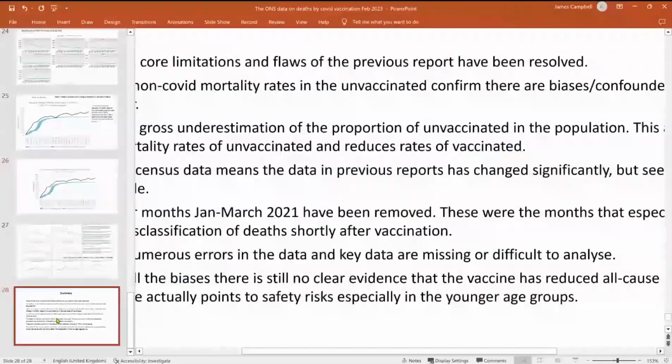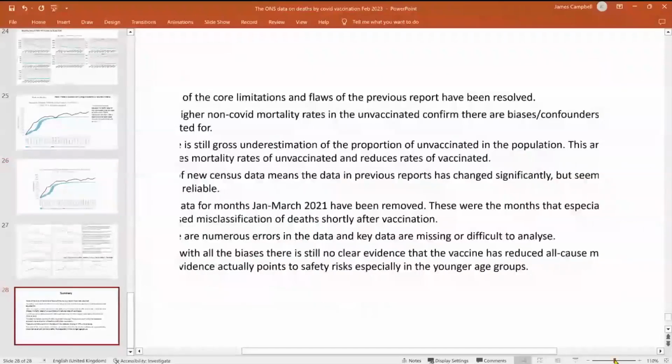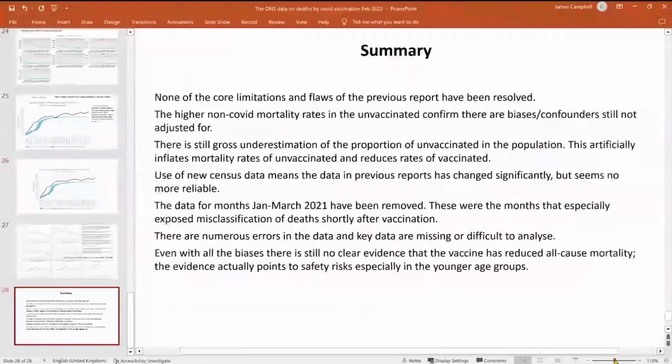Yeah, so, well, none of the core limitations and flaws of the previous report have been resolved. The higher non-COVID mortality rates in the unvaccinated, which was what we saw in the previous reports, just confirm that they've still got all these biases and confounders which they haven't adjusted for. We still got the massive underestimation of the proportion of unvaccinated in the population, and that's what's artificially inflating these all-cause mortality rates in the unvaccinated while reducing them in the vaccinated. And again, that was the thing that the mainstream media picked up on, and they've failed to look through at the details which reveal that the reality is very different to that.